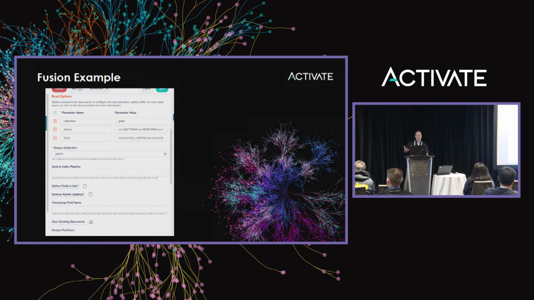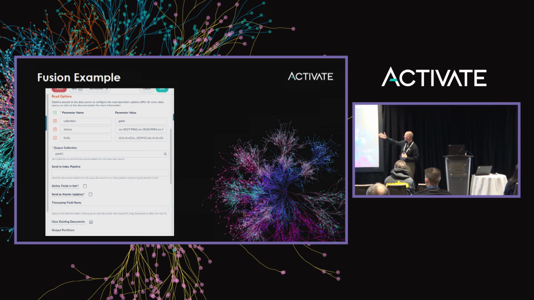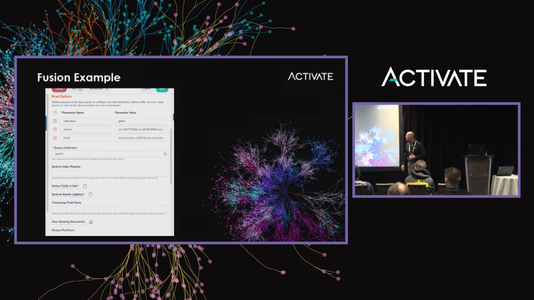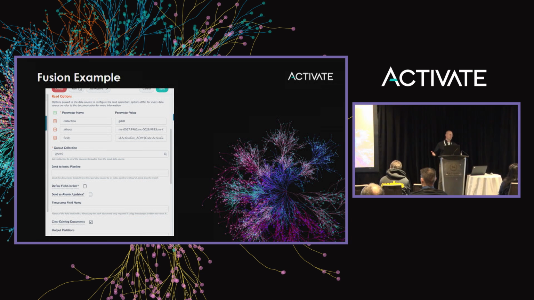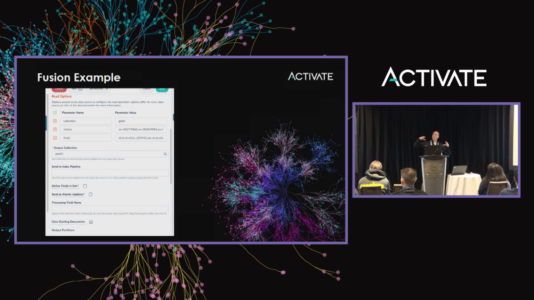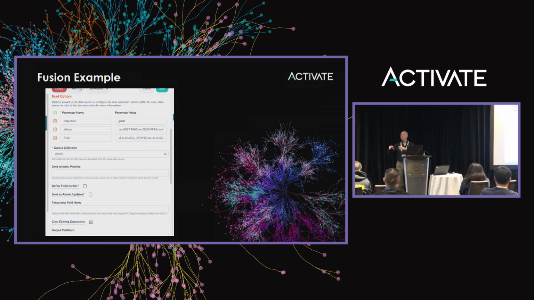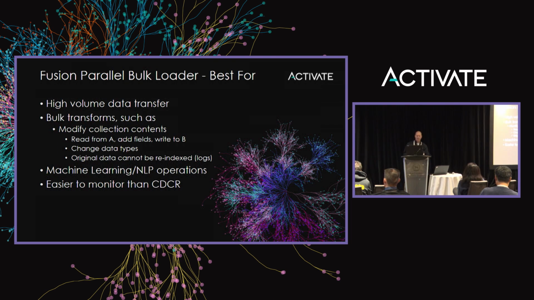This in Fusion is basically a picture of how you set it up. You need to know that these parameter names exist and what to set them to, but basically a collection name, a ZK host, and a list of fields, and then an output collection, and that pretty much sets it up. In Fusion, it can be a collection that's local to Fusion, or it can be a remote Solr cluster that you have configured in Fusion to point to. So what's it best for?